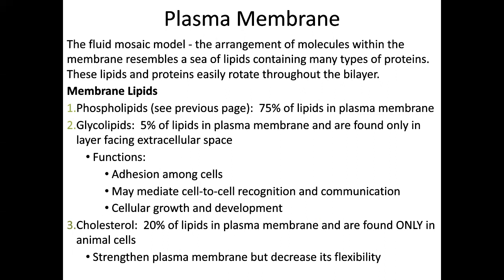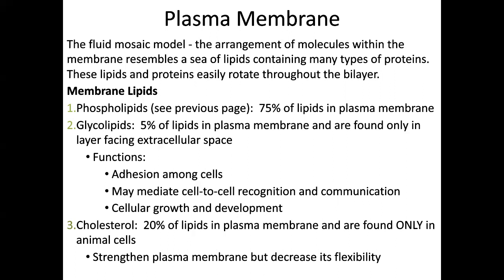All right, let's talk about the membrane lipids or fats. As we just saw on the previous page, phospholipids, the most prominent of the lipids, make up about 75% of the lipids in the plasma membrane. I didn't want to include the same information twice, so that's why I have it listed there as see previous page. Glycolipids are going to represent only about 5% of the lipids in the plasma membrane. We only find them in the layer facing the extracellular space. So in other words, they only face outward from the cell. They help with adhesion among cells, so they help cells stick together. They may mediate cell-to-cell recognition and communication. So in other words, helping cells recognize one another and communicate. And they also play a role in cell growth and development.